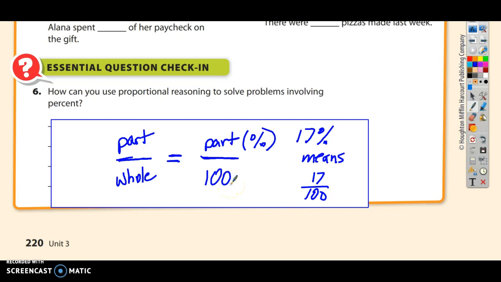And so if you set these problems up like this and then use proportional reasoning, usually they're pretty simple. You can either multiply or divide to find the missing number. So if you make this image right here for number 6, it'll be a good enough answer for number 6. Okay, great job. We are done with page 220.